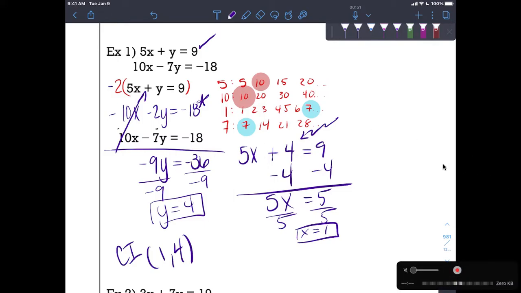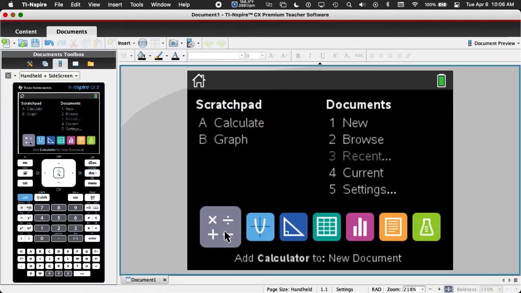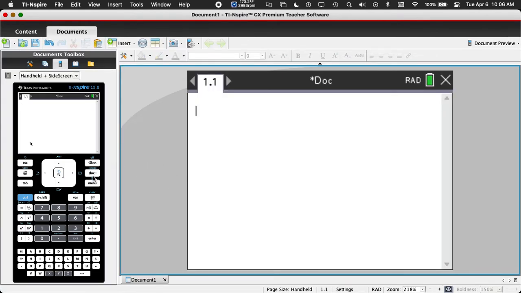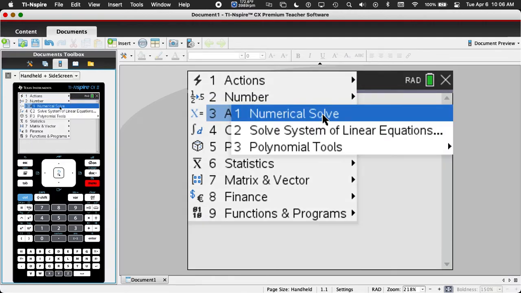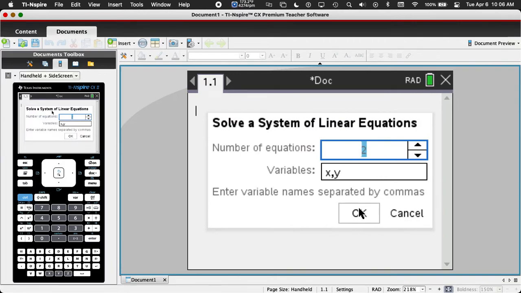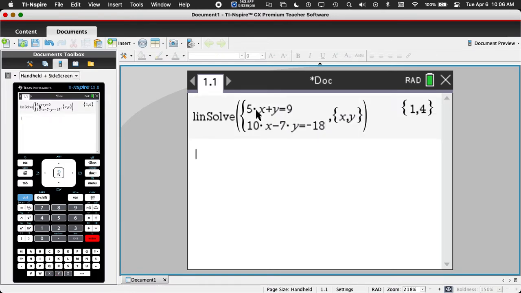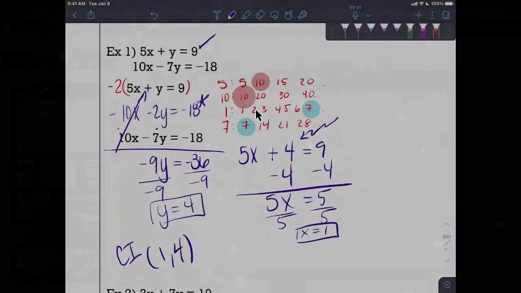So I'm going to go ahead and verify my answer with my calculator. I'm going to head on to the home screen, add a new calculator page, and start a new solve system of linear equations that will give me this LinSolve. I'm going to type in both original equations. And this should give me the exact same answer. It did. I did this correctly. And I can keep going.